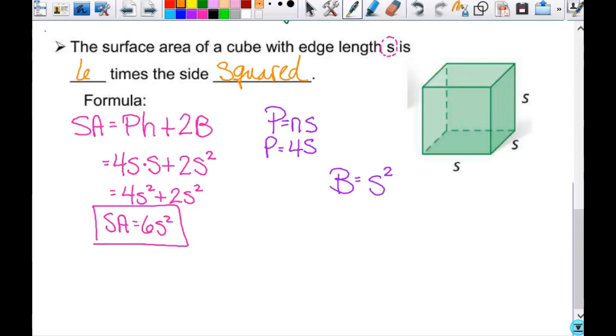But if I didn't need the formula and I had numbers, even if I plugged in actual side lengths, I'd get the same answer with either formula I used. Okay, we good? All right, let's look at the next one.